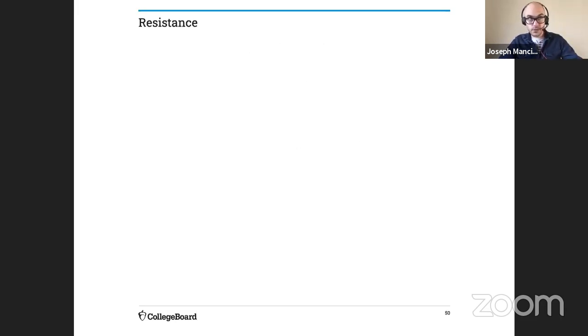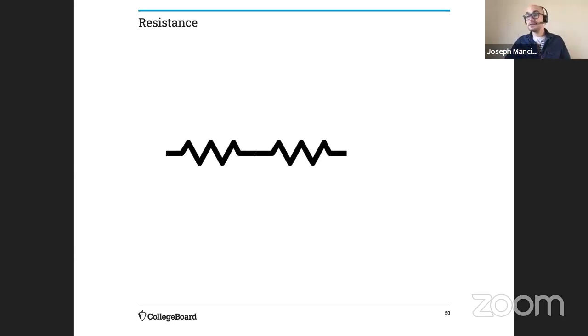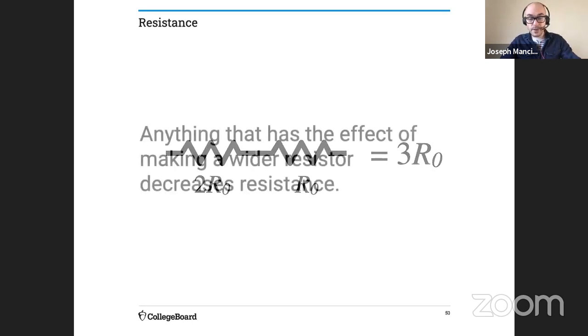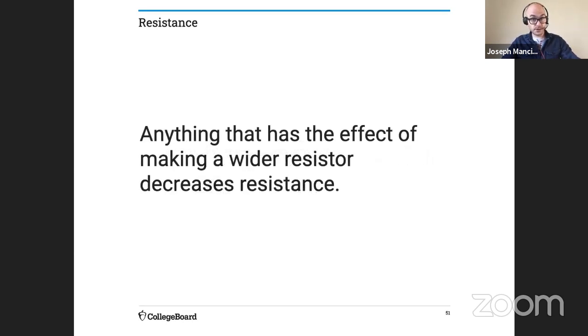So we discuss adding up resistance and different ways of combining resistors. So in this example, we've got one resistor with a resistance of 2 R naught, another resistor with a resistance of 1 R naught, and that adds up to 3 R naught. Adding up resistors one after the other or in series is just a matter of summing the resistances. It's effectively like increasing their length. But anything that has the effect of making a resistor wider decreases the resistance.